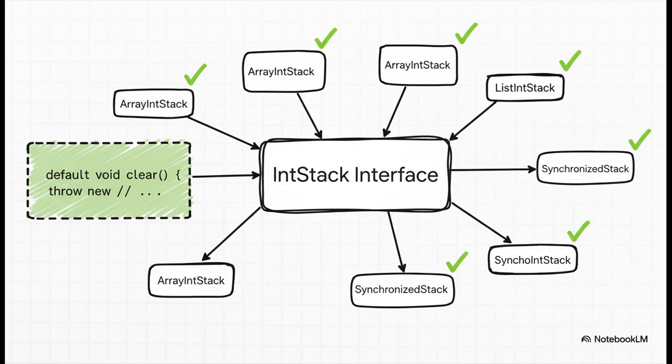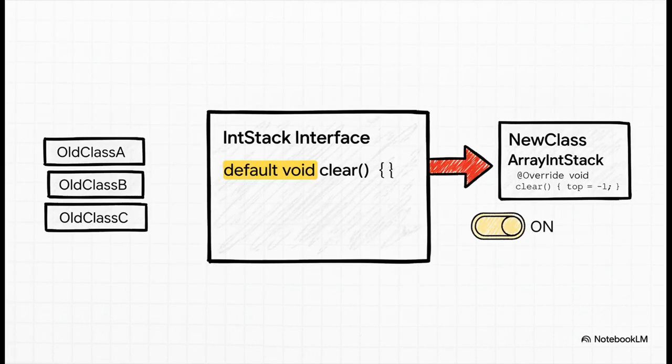It throws an unsupported operation exception. This is a super common and really smart pattern. It means all those old classes will still compile perfectly. But if someone tries to call this new method on an old implementation, it'll fail loudly and clearly instead of just silently doing nothing. And here's the payoff.